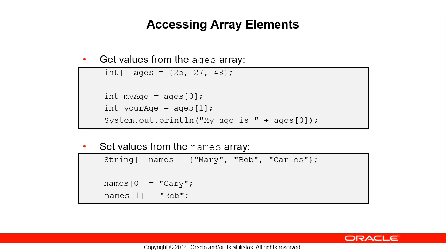The second example shows a string array and how to set the values. The first line instantiates the array with 3 strings, Mary, Bob, and Carlos. But the following 2 lines will change Mary to Gary and Bob to Rob by using the equal sign. So it works the same way as with string variables. You can change array elements at any time using this method.